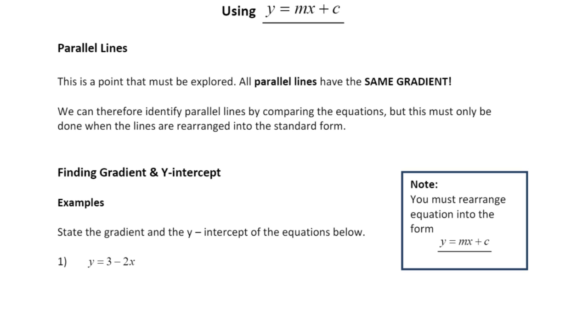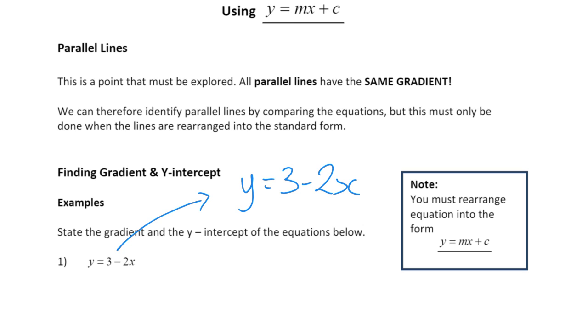Now, we'll look at that in more detail in a second, but what I actually want to look at for the time being is what do we do to extract the gradient and the y-intercept from an equation that is not in the standard form y equals mx plus c. And if we look at the example below, we have y equals 3 minus 2x.